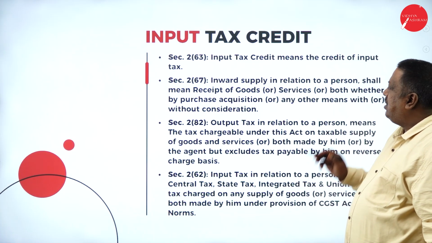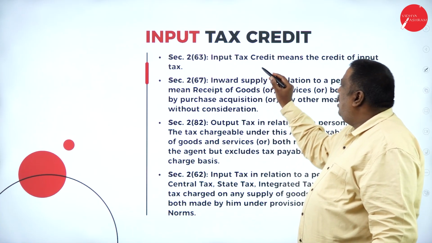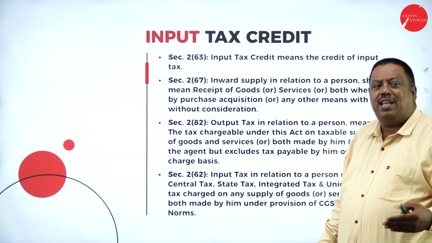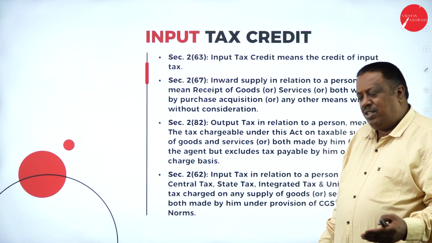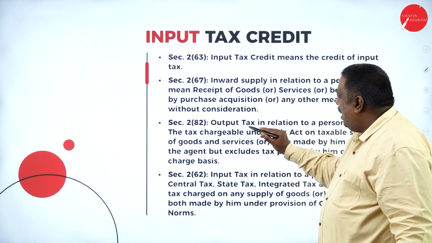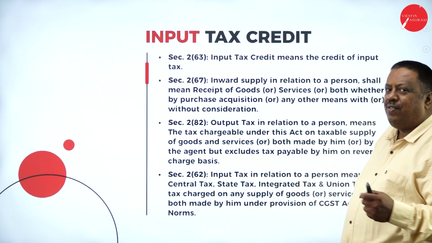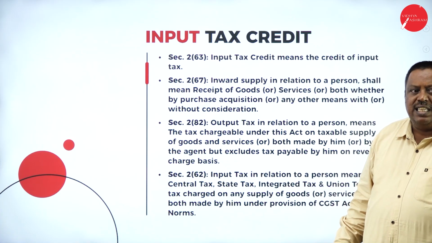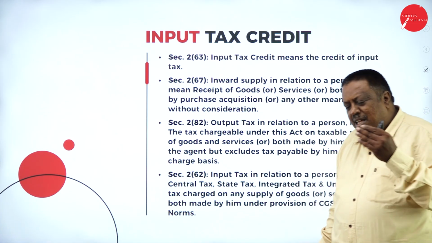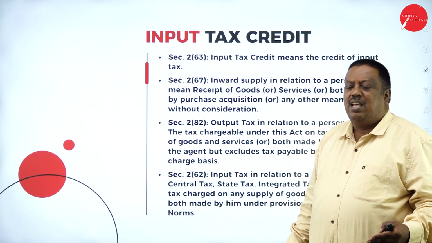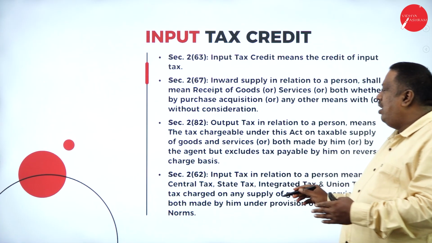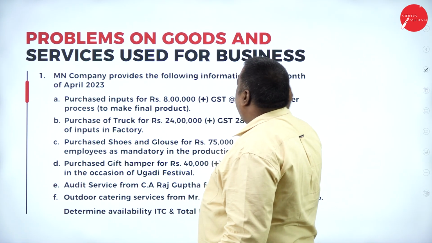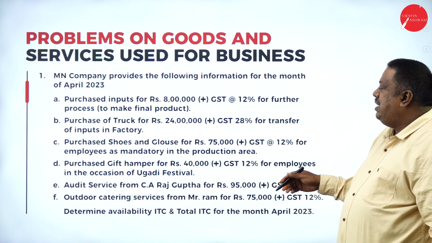Next we have here input tax credit. Under section 2 subclause 63, input tax credit means the credit of input tax, meaning the benefit of how we can claim part of what we have paid at the time of purchase. That's all. Inward supply, output tax, input tax. Already said that one. Inward supply is nothing but at the time of purchase. Outward supply means at the time of sales. Input tax and output tax. Input tax means tax on purchase, output tax means tax on sales. Those concepts are explained here in the same way, and it should be on the reverse charge basis. Problem on goods and services, use it for business. Well, the same concept.